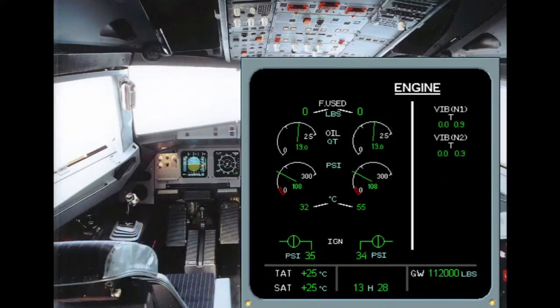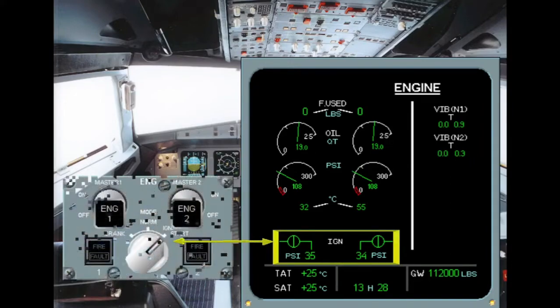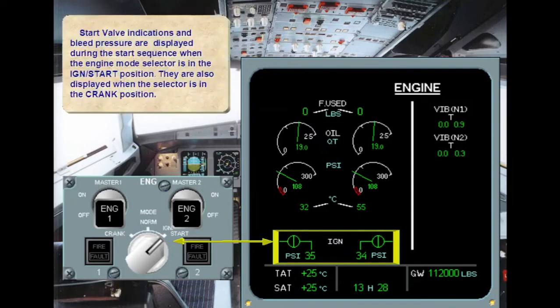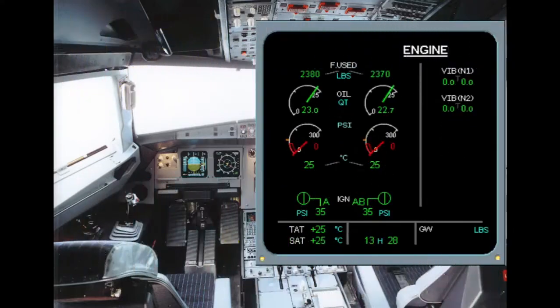Start valve indications and bleed pressure are displayed during the start sequence when the engine mode selector is in the ignition start position. They are also displayed when the selector is in the crank position. Ignition indications are displayed in green. When using the auto start procedure, only one igniter is used, alternating from A to B with subsequent starts. When using the manual start procedure, both igniters are used.